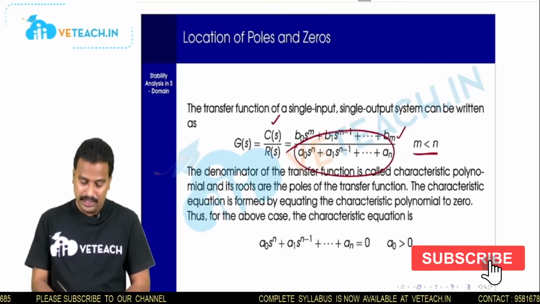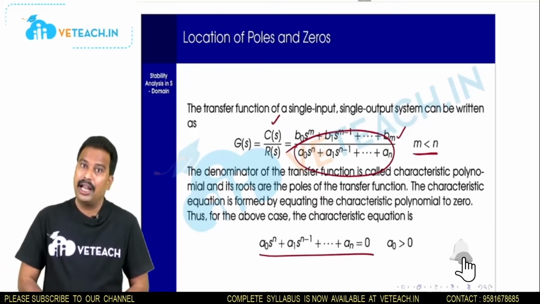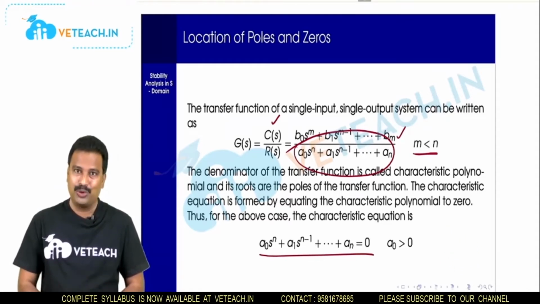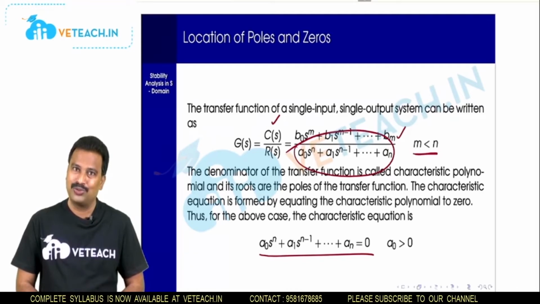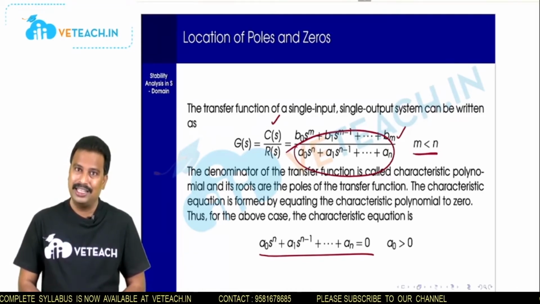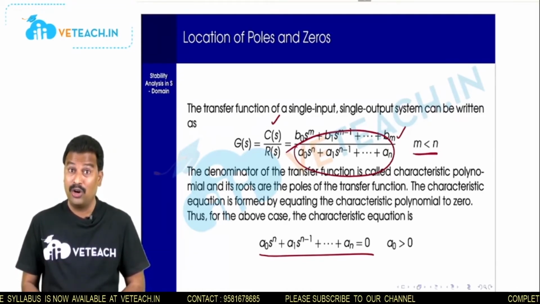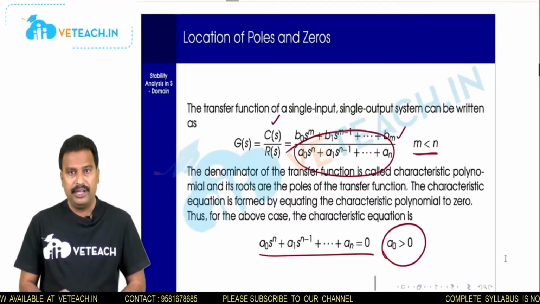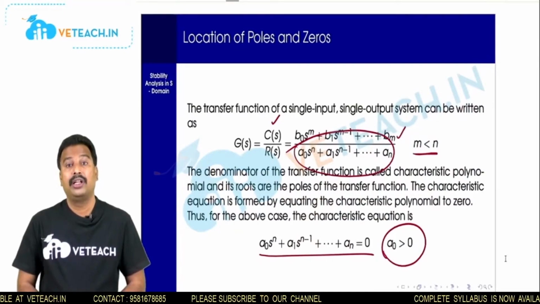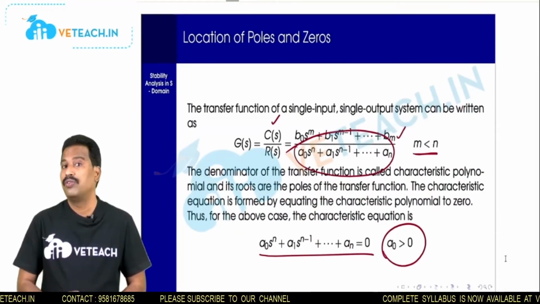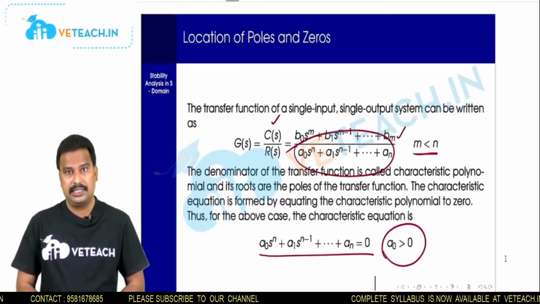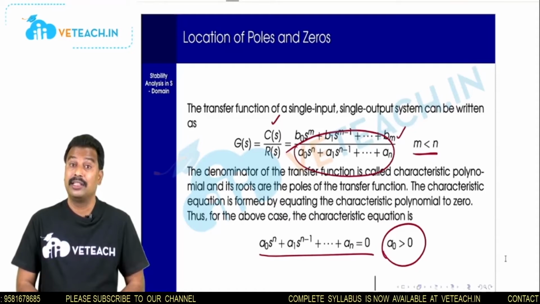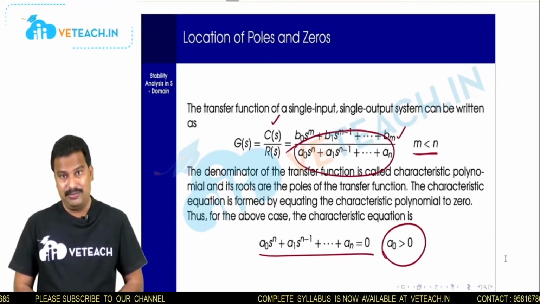Okay, so here I have taken the denominator and equated it to 0, and that equation is a naught s power n plus a1 s power n minus 1 plus so on plus an is equal to 0, where a naught value is always greater than 0. So if you solve this equation, you are going to get different values for s. Those values of s are known as poles of the system. Depending upon the values that we obtain for s, the stability of the system is determined.